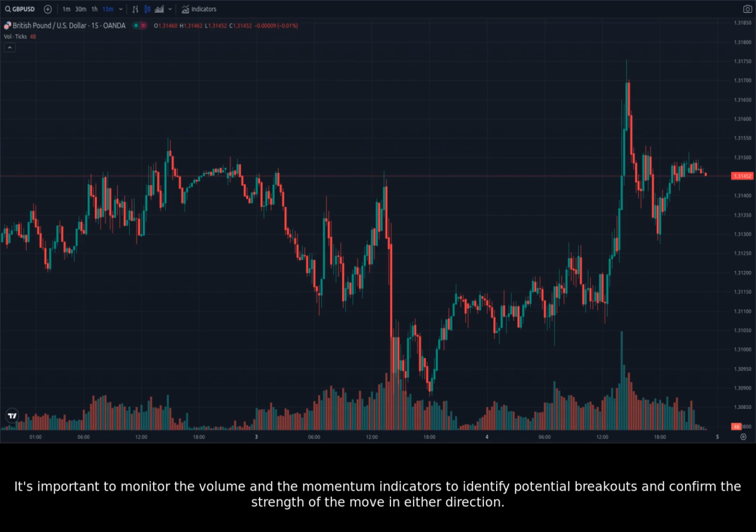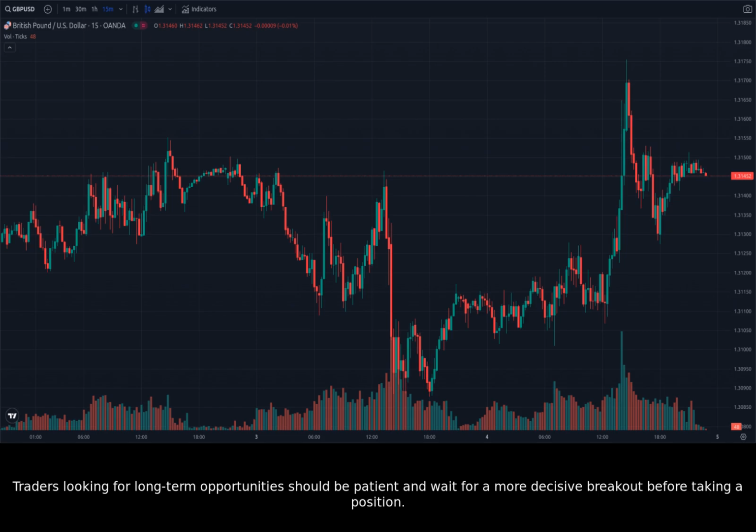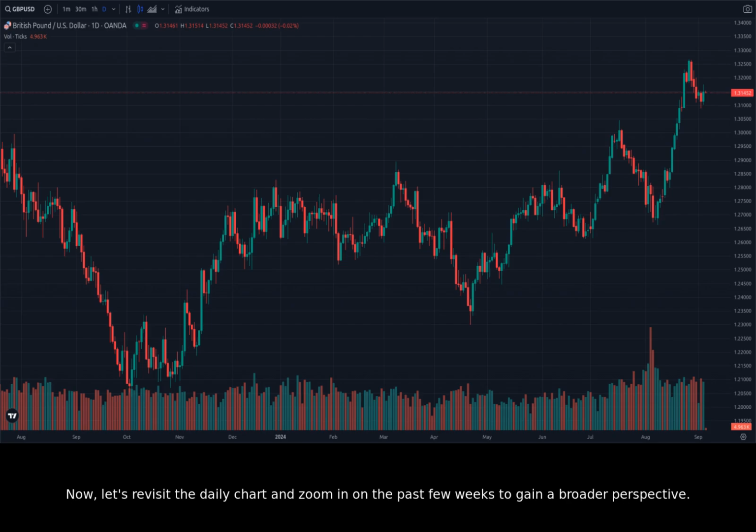It's important to monitor the volume and the momentum indicators to identify potential breakouts and confirm the strength of the move in either direction. In the short term, it appears that GBPUSD is likely to remain within a range, but traders should be alert for any signs of a breakout. Traders looking for long-term opportunities should be patient and wait for a more decisive breakout before taking a position. Now, let's revisit the daily chart and zoom in on the past few weeks to gain a broader perspective.